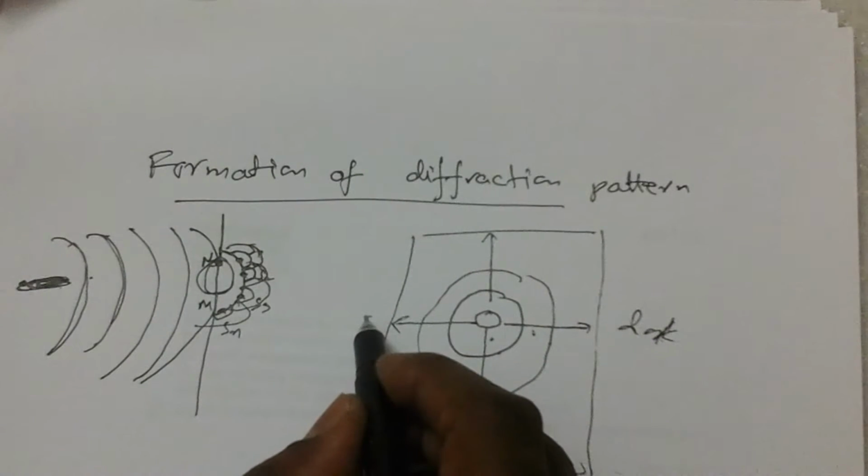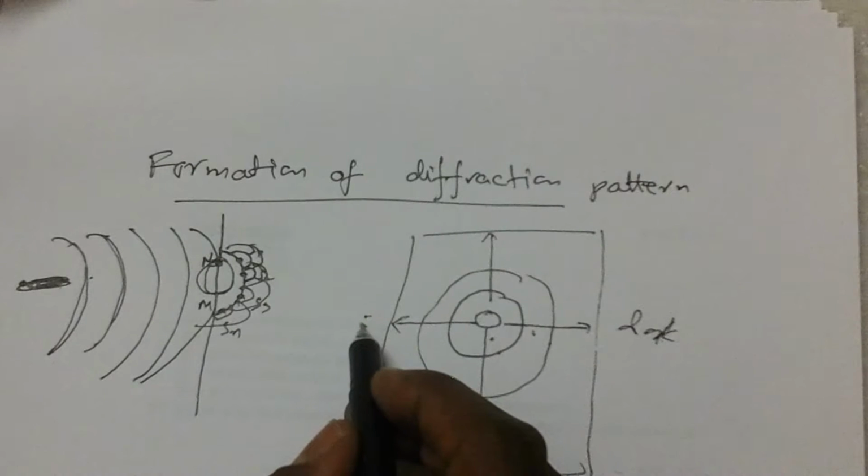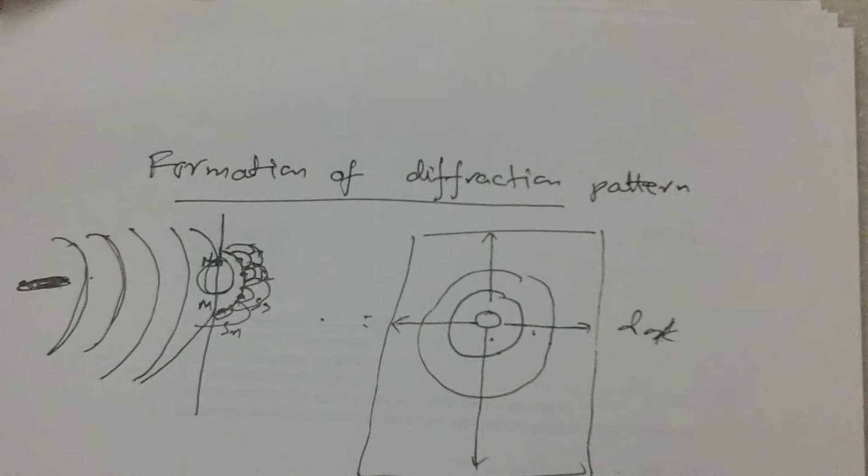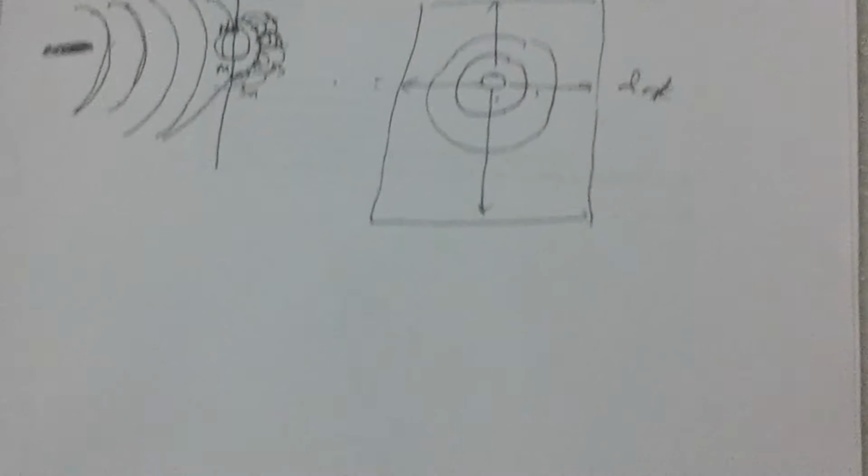If you go this side, again the bright fringe intensity decreases, finally becomes dark. If you go down also, the bright fringe intensity decreases, finally becomes dark. Top also the same. This is the actual formation of the diffraction pattern explanation.